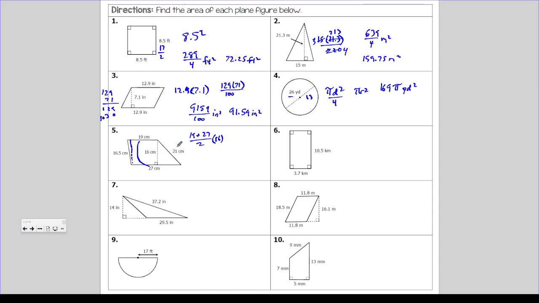Now I'm not sure. Let's see. They didn't indicate that these bases are parallel. We could find the area of this triangle by using 16 and 21 and the fact that it's a right triangle to find this. So I guess we can figure out if it's a trapezoid.